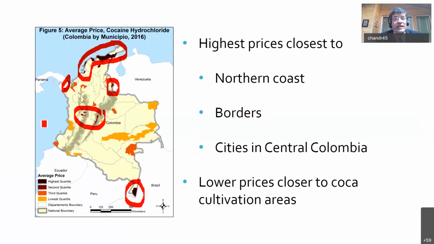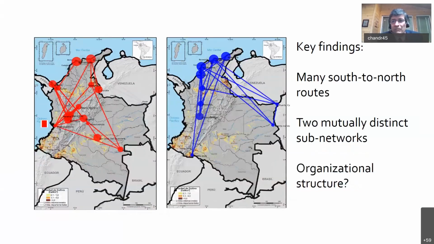We're currently working on a project that looks at paste, base, and hydrochloride prices and how the net chain develops as the cocaine moves along. Okay. Finally, we found one very striking finding. We are still looking for additional material to either validate or challenge this.